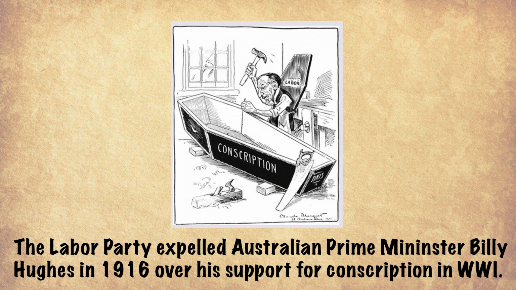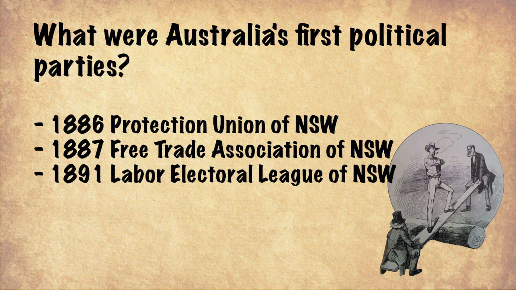So to conclude, in 1886, 1887 and 1891, colonial citizens created Australia's first three political parties. The names and ideologies of the parties have changed, but the party system they created continues today.